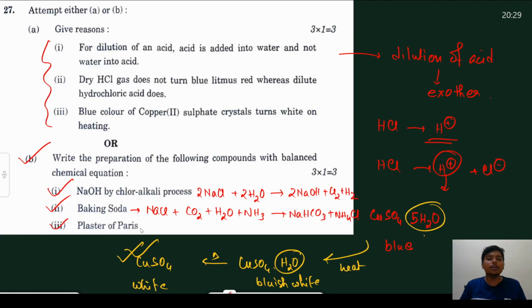What about the third equation? The third equation is the easiest equation. You know CaSO4 dot 2H2O. What is this? This is called gypsum. Now, when you heat it, it will give CaSO4 dot half H2O. This is nothing but plaster of Paris, POP. So this is the easiest equation.